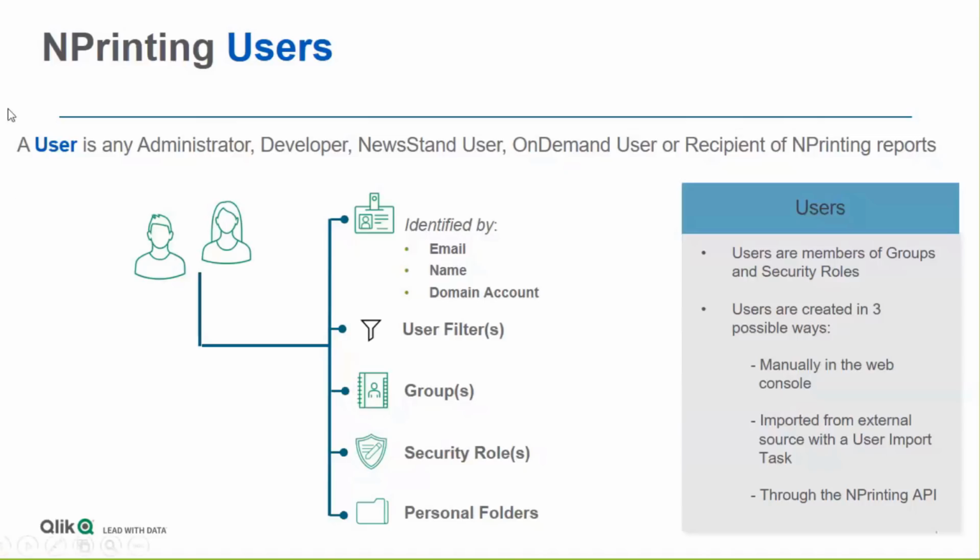To augment the user's profile, we can link filters to users so that their data views that they're able to see through the reports are hard-coded to specific filters. We can assign them to be members of groups, which are distribution lists, if you will, in NPrinting. And we can also assign them capabilities, which are called security roles. So the associations with filters, groups, and roles are central to the profile of an NPrinting user.